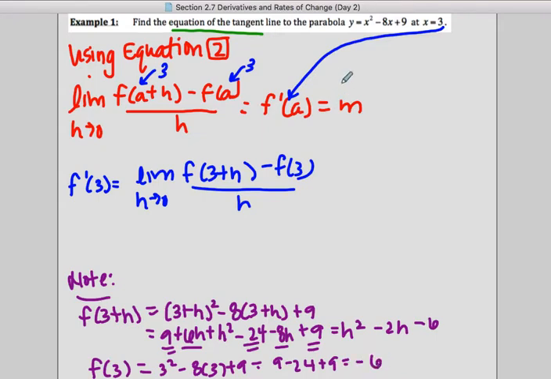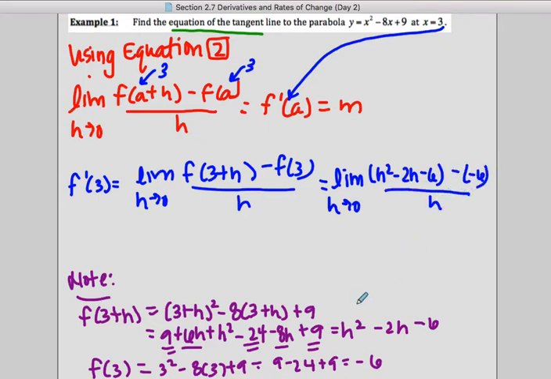Okay, I'm going to plug that in up here. Still writing limit because I haven't plugged anything in. I haven't plugged in 0 for h. And I will have h squared minus 2h minus 6 minus f of 3, which was negative 6, all over h. This will be minus a negative 6, so it's really plus 6. So then those two will cancel. And then as per usual, I'll be able to factor out that h. I really want you guys to show that factoring out of the h.